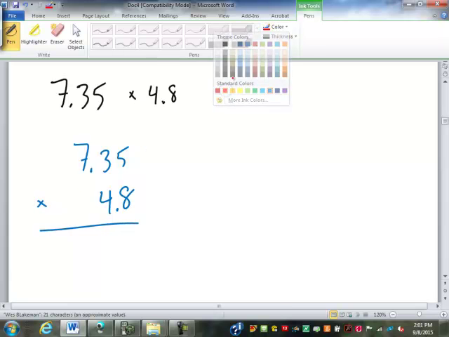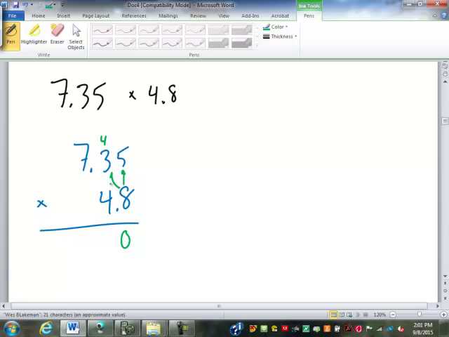I'm going to put the decimal points in there, but when I do my calculations, I am going to completely ignore them for now. And then we're going to multiply just like we would whole numbers. 8 times 5, 40, so 0, carry the 4. 8 times 3 is 24, plus 4 is 28, so 8, carry the 2. 8 times 7, 56, plus 2 is 58, so 8, carry the 5. Now before we go to the 4, we've got to do a couple things. What's one of them? Put a 0 in there. Then I usually put a line up here just so we keep track.